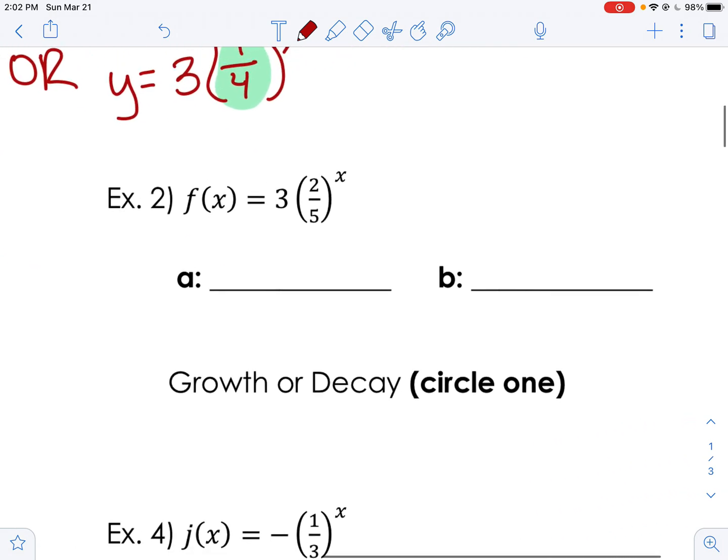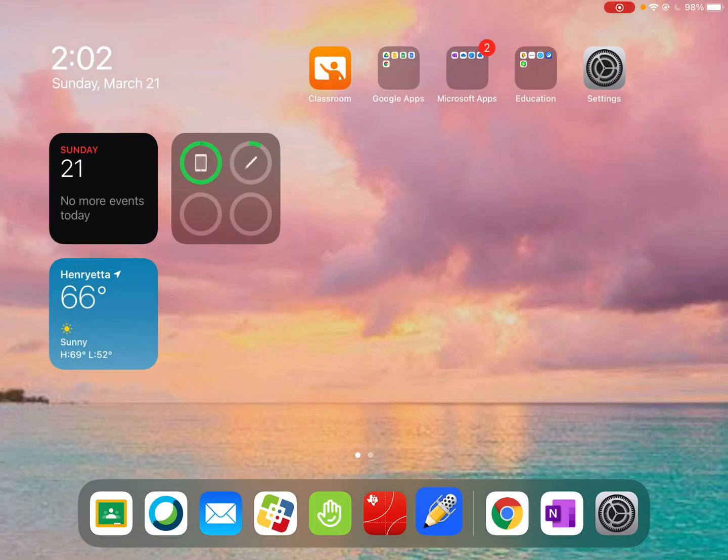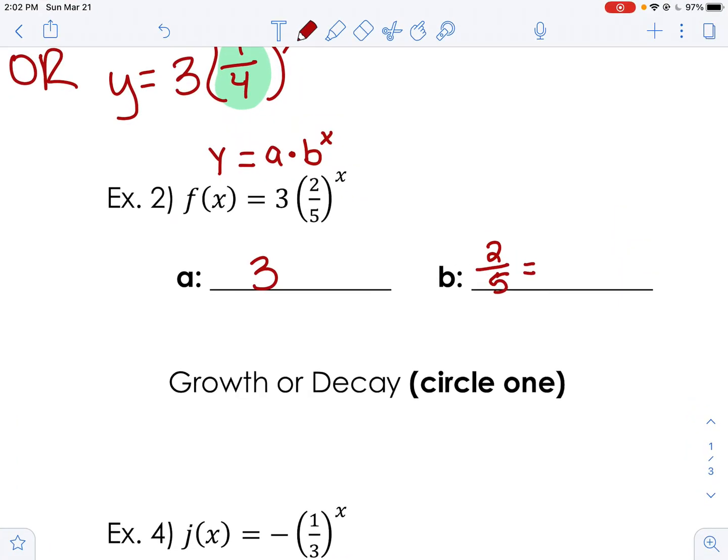Okay, looking at number 2, we have f of x equals 3 times 2/5 to the x power. Again, y equals a times b to the x power. So my a is 3, b is 2/5. Again, just to see, I'm going to go ahead and change that to a decimal. So on my calculator, 2 divided by 5, I'm going to put a decimal point, and I get 0.4. Okay, so 2/5 and 0.4 are between 0 and 1, which means it's exponential decay.